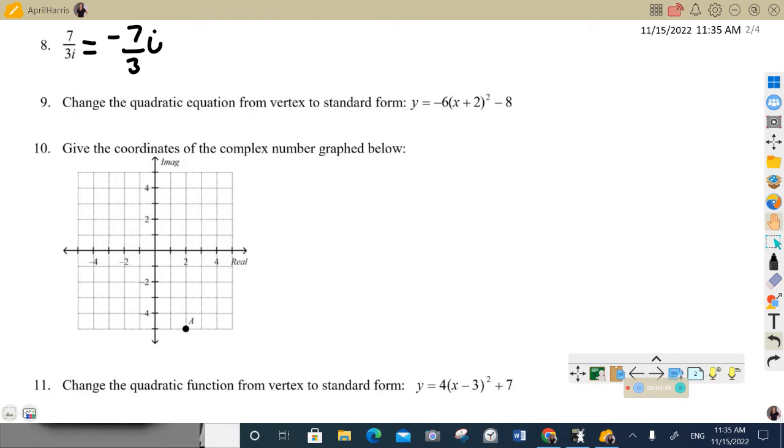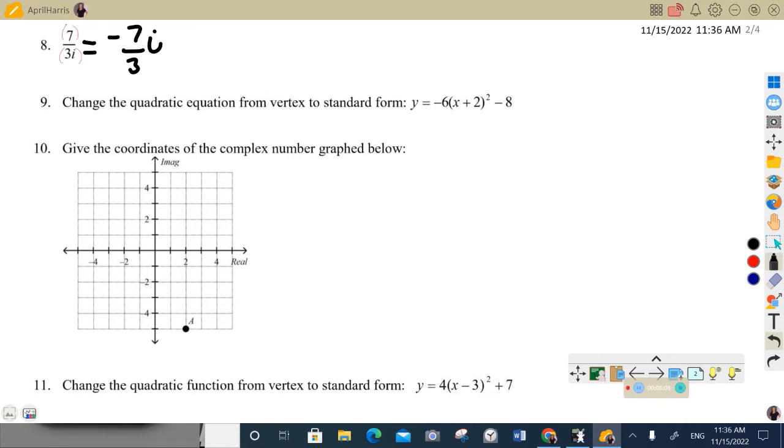Okay, as we scroll down here, question number 8 is another quotient, so you want to do stuff divided by stuff. When in doubt, parentheses out. You get a decimal, go Math, Enter, change it back to a fraction, you get negative 7/3 i. Okay, number 9 says change the quadratic equation from vertex to standard form.